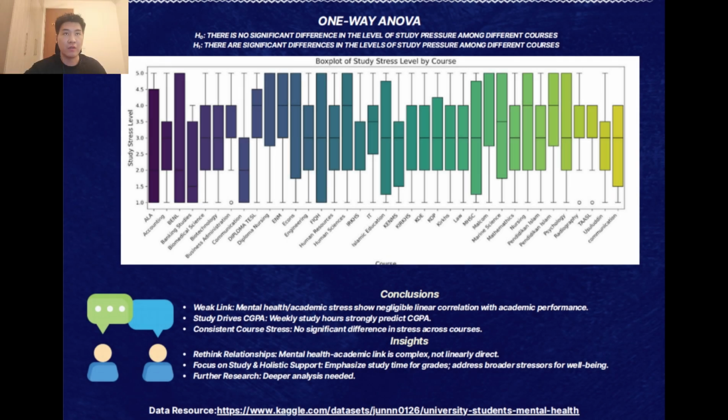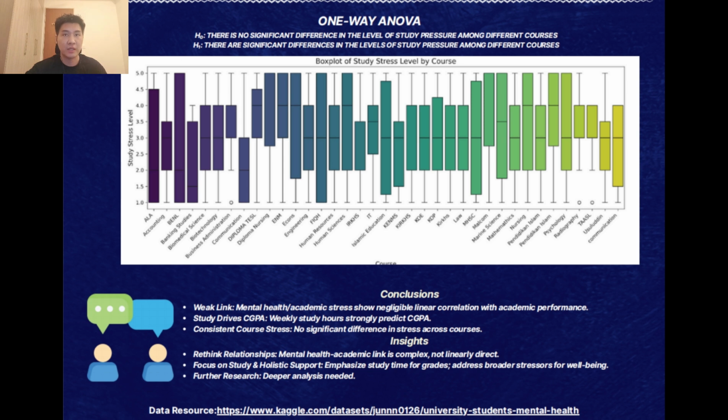Next comes the one-way ANOVA section, mainly to compare whether there are significant differences in the average values of study pressure among students of different courses. Based on the box plot, there are some observable differences in stress levels across different courses. However, the overall distribution appears relatively consistent among the groups. Through one-way analysis of variance, we know that the p-value is much higher than the commonly used significance level, and we do not reject the null hypothesis. This indicates that there is no statistically significant difference in the level of study pressure among different courses.